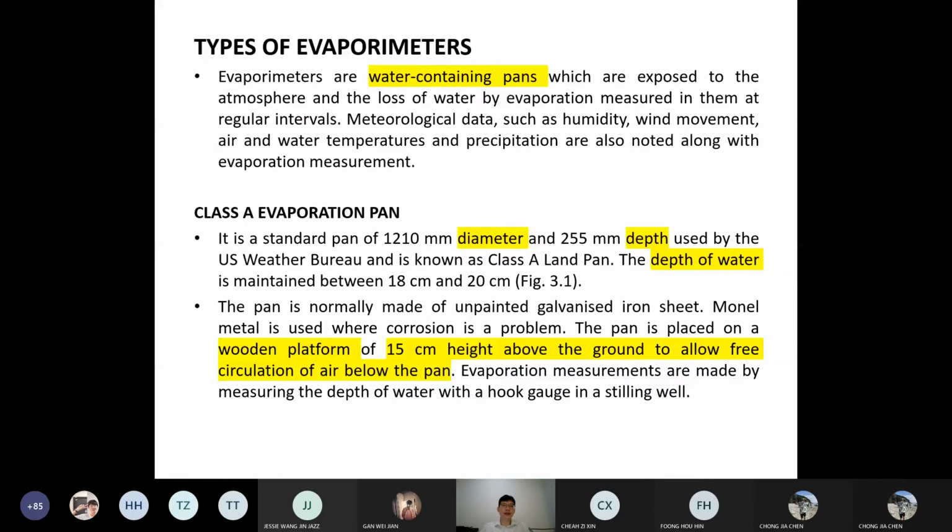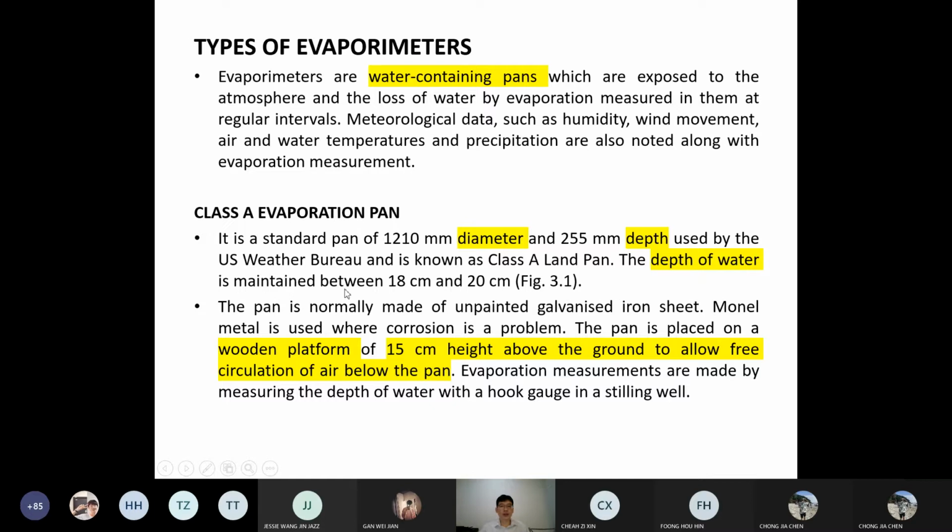So you can see they have various types of water-containing pans. We have a big pan and we put the water in. At different times we record how much water is lost. The standard pan is about 1.21 meters, 1210 mm in diameter, and 255 mm in depth. Used by the US Weather Bureau, it is known as the Class A land pan.